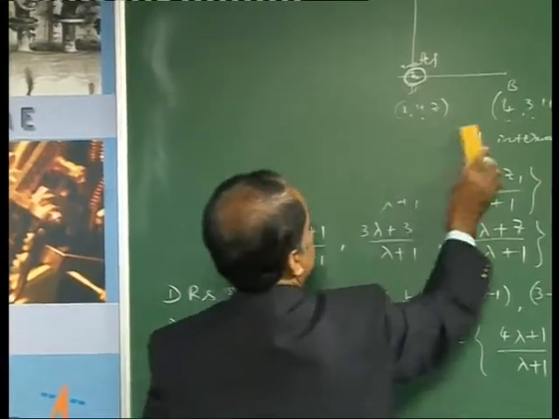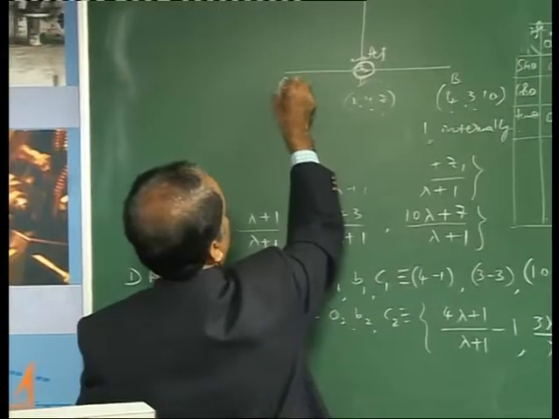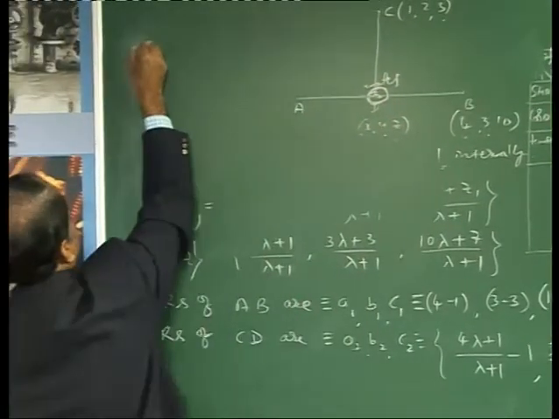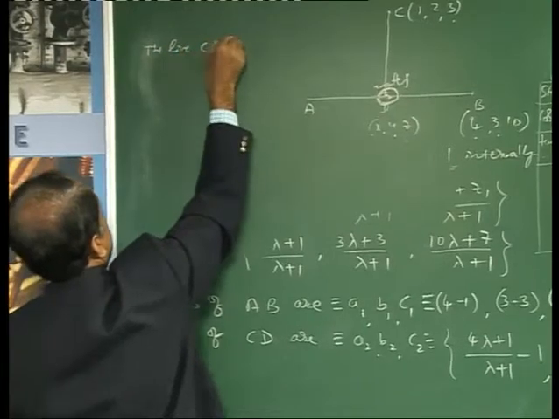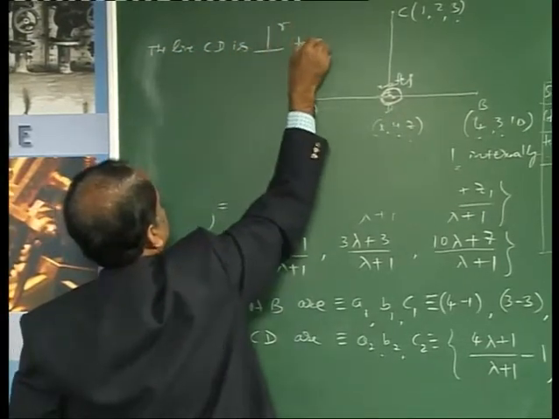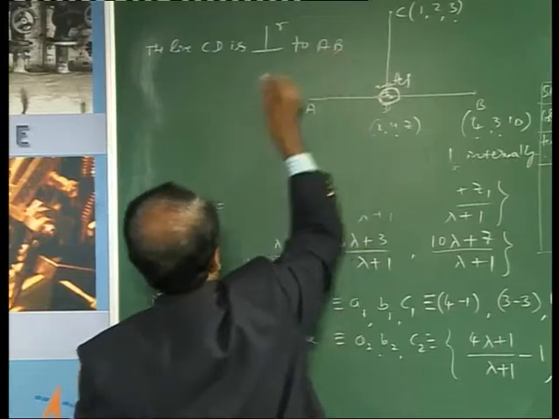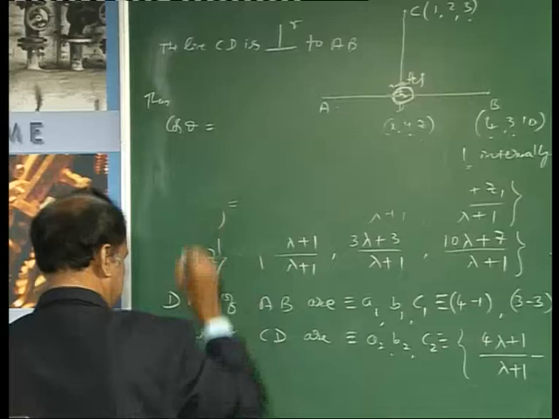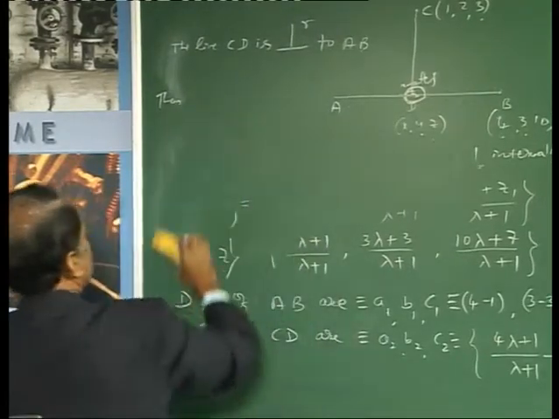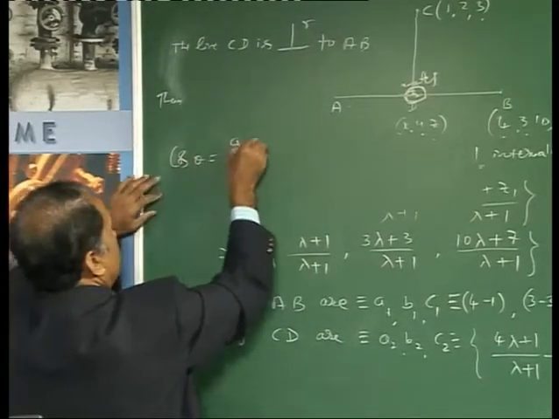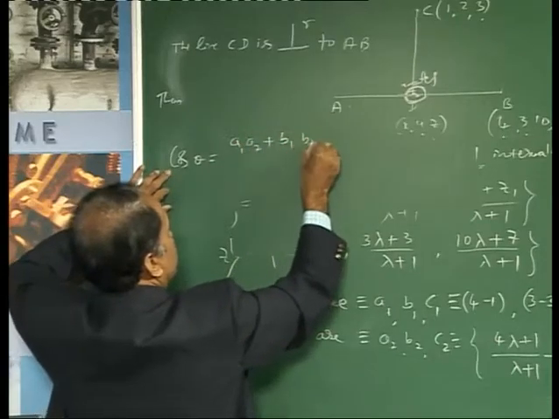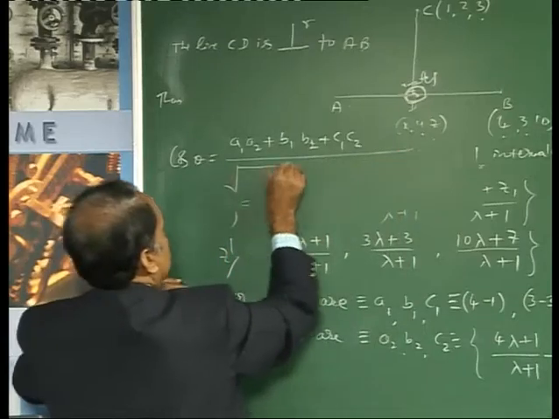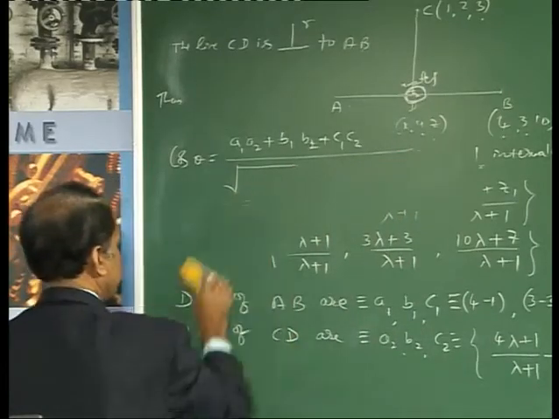According to the condition, the line CD is perpendicular to AB, then cos theta, in terms of these direction ratios, cos theta is equal to A1 A2 plus B1 B2 plus C1 C2 divided by the square root of the sum of the squares of this one.